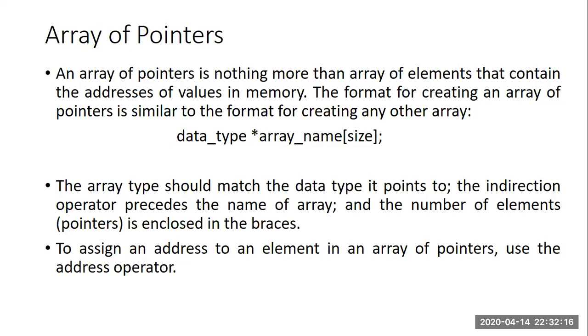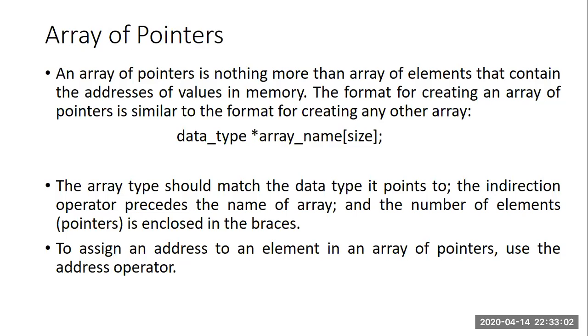So that's why the first point says an array of pointers is nothing more than an array of elements that contain the address of values in memory. That means each and every element is a pointer variable. The format for creating an array of pointers is similar to the format for creating any other array. The syntax of declaration of an array of pointers is data type, star, which is the indirection operator, array name, and within brackets you have to mention the array size.